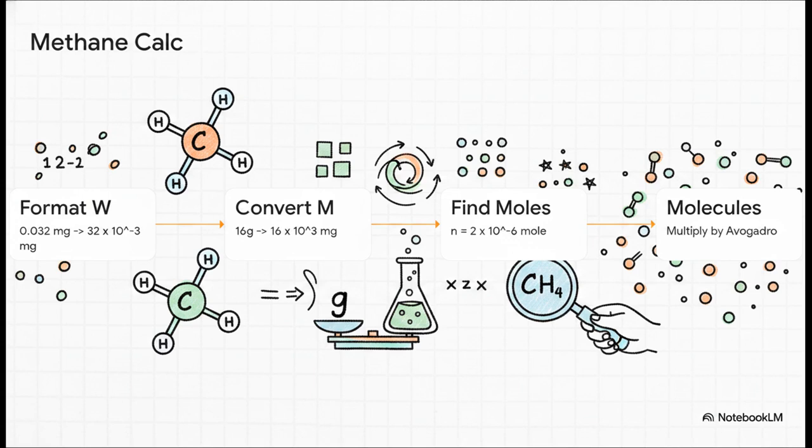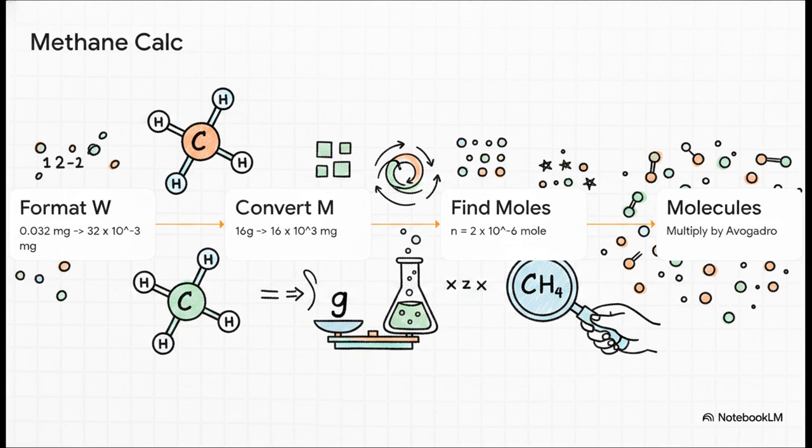Calculate the molecules in 0.032 milligrams of methane. First step, let's make W easier to read by shifting the decimal 3 places. Now it's 32 into 10 to the power of minus 3 milligrams. Methane, CH4, has a standard molar mass of 16 grams. Let's convert that to match by multiplying by 1,000. So M becomes 16 into 10 to the power of 3 milligrams.